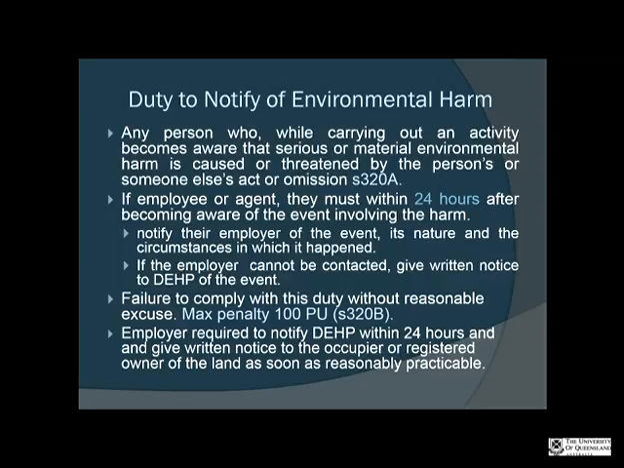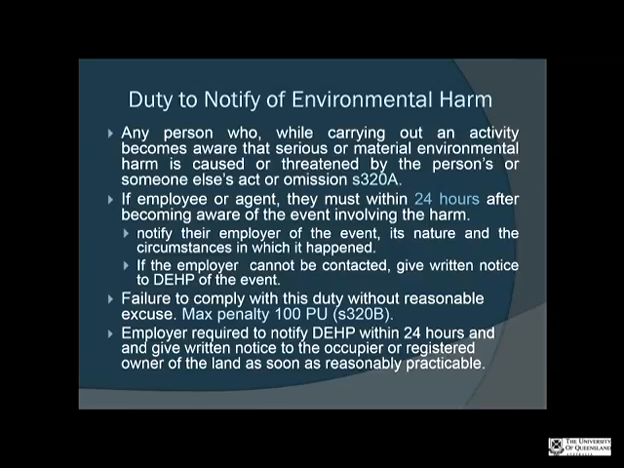They have to notify them of the event, its nature, and the circumstances in which it happened. And if the employer cannot be contacted, they then have to give written notice to the Department of Environment. Now, that didn't used to be in there at all, so that is an improvement. But you will notice those are quite long time frames.